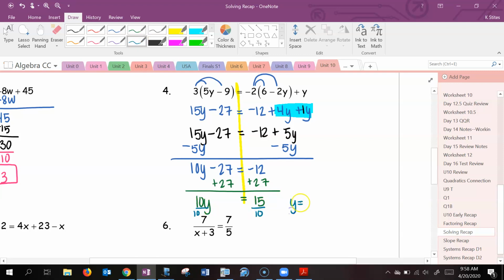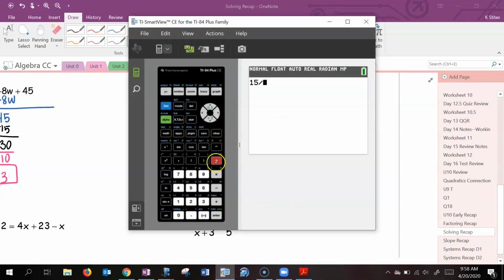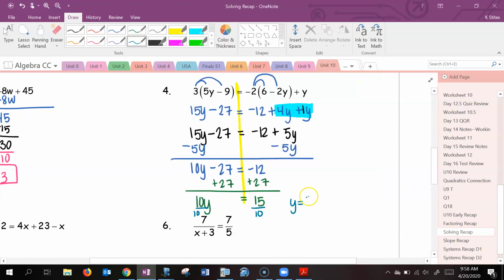10 doesn't go into 15, so you can either reduce this in a fraction, or you could leave it as a decimal because it isn't a repeating decimal or anything like that. So you can either say 1.5 or make it a fraction and say 3/2. Either way is fine.